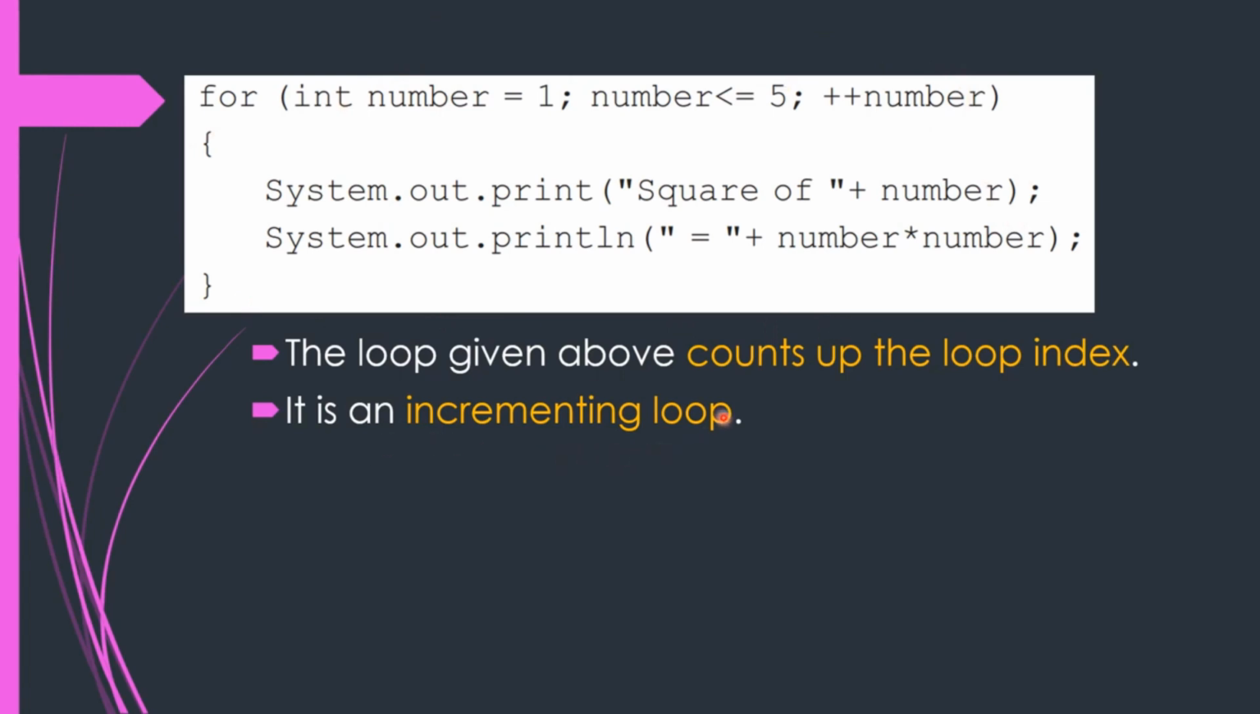Why? Because it counts up the loop index, because here we have initialized the value as 1. So it will continuously increase the value of the number from 1 till 5, or till the condition becomes false. Until that, the condition will be repeated again and again, and as a result we can say that this is an incrementing loop, because 1 then 2 then 3, so in this way the values are increasing, and we can call it an incrementing loop.